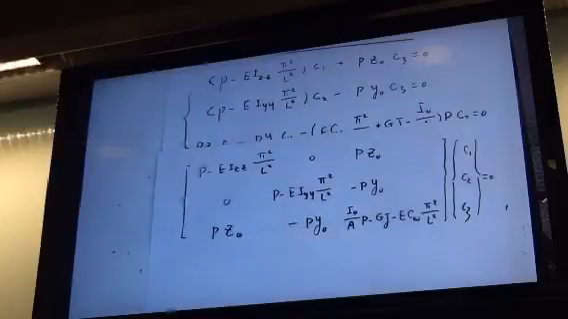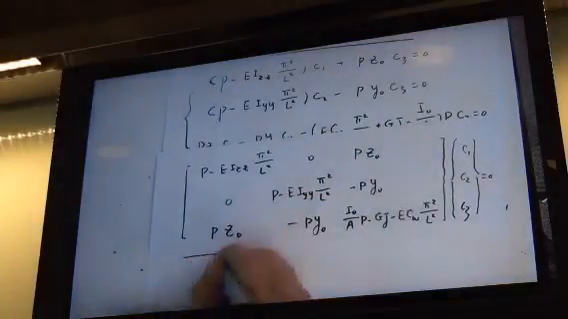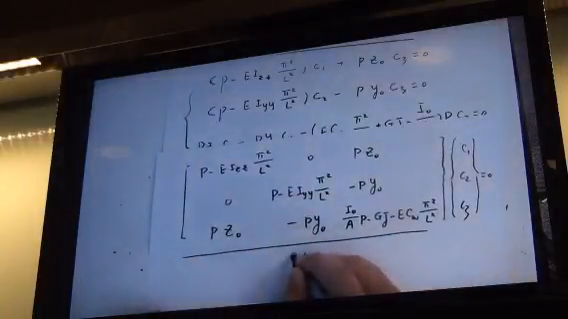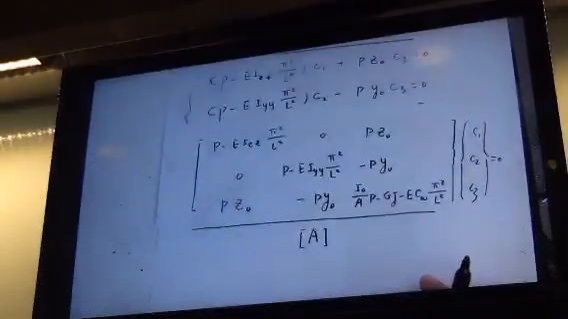One trivial solution, again, is that all of them are 0. If all of them are 0, it means there's no deflection and no twist, so that is not what we want. That means if we want a non-trivial solution, the coefficient matrix has to be singular.